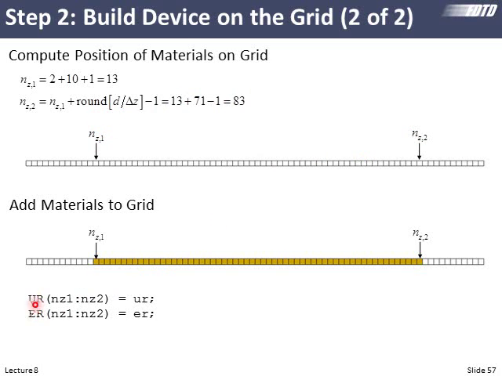And we do it for two arrays. We have a UR and an ER array. We'll first initialize those all to probably ones. And then from NZ1 up to NZ2, we fill in ER and UR. Now our material arrays are done. We're ready to move on.